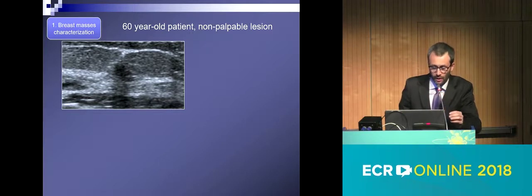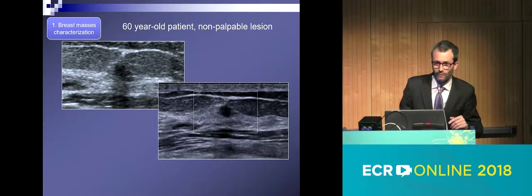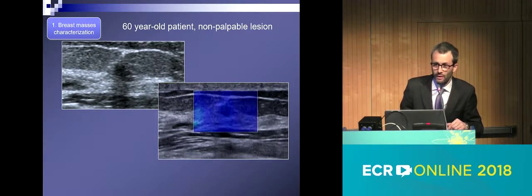Another case, this time a 60-year-old patient with a non-palpable mass, and the ultrasound was performed first on a device without shear-wave elastography. And we were two of us, and we found that this small mass was doubtful. We did not know if it was suspicious or not, and we did not agree together. So what we did is we took the patient to the other room, the shear-wave elastography room, to have additional information. And finally, it was perfectly soft.